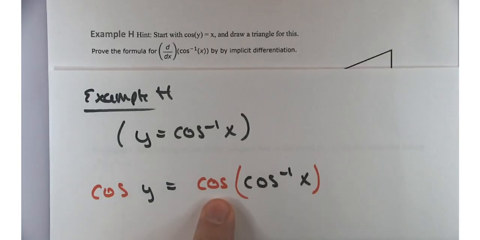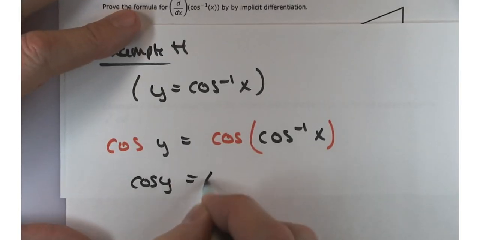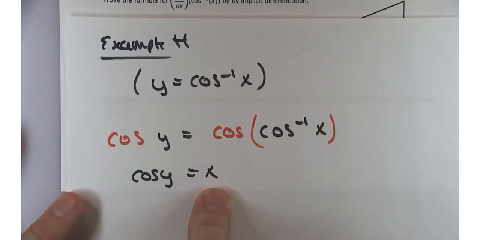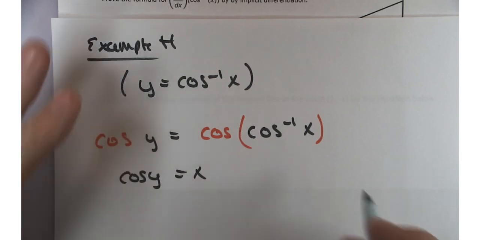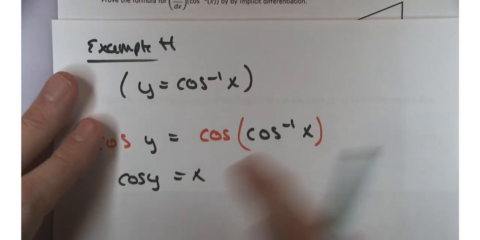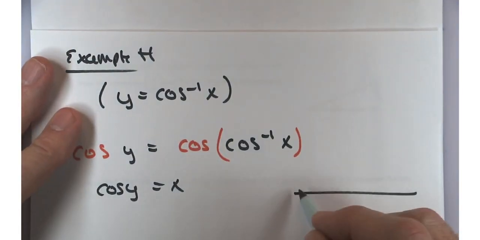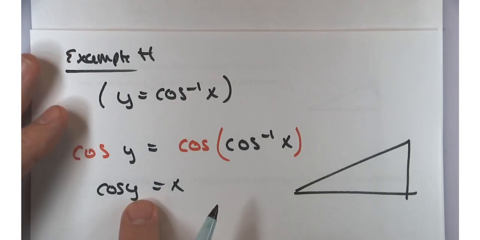What do you suppose is going to happen if I take a function of an inverse function? What happens to these two things here? They cancel out. Perfect. So you get cosine of y equals x. So instead of differentiating this, I'm going to differentiate this. And while I've got this here, let's take a look at an associated triangle. I drew one on your sheet there. I'm not writing on the sheet, so let's think. Cosine of y equals x.